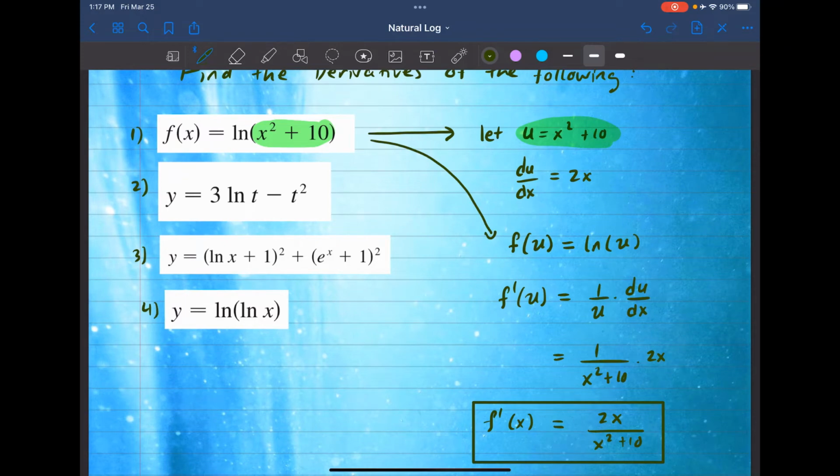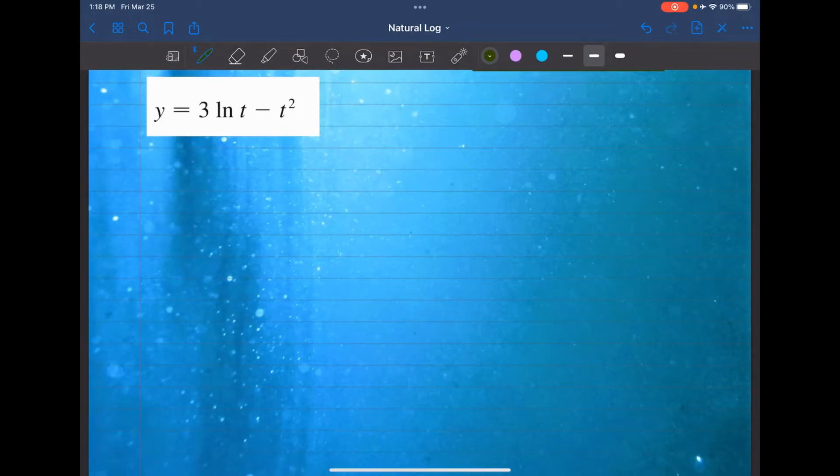Now let's try the next one. Now to find the derivative of this one, we could make the u substitution, but we don't need to because the function here is just simply t, or think of it as x. So the derivative of it is just 1. So instead of making the u substitution, I'll just go ahead and apply the rule.